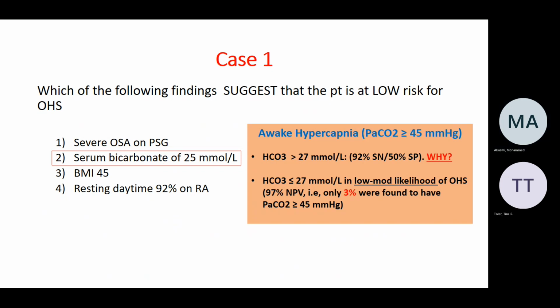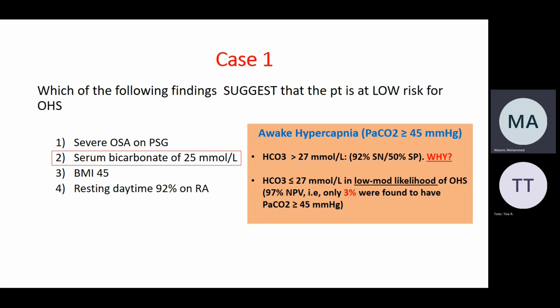And unfortunately, I've never seen this. It doesn't help us all the time, but when it comes to sensitivity, it's not bad. 92%, right? And everything is referring to PCO2 more than 45. So if your bicarb is more than 27, it's very sensitive, but it's not specific, about 50%.